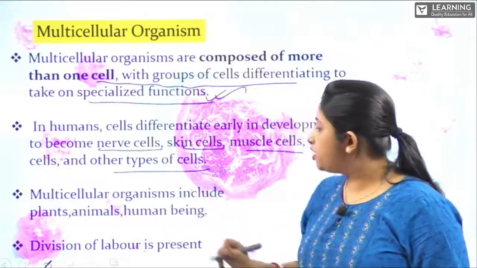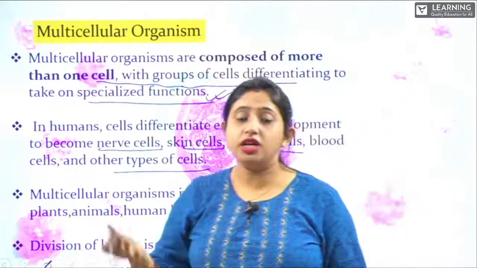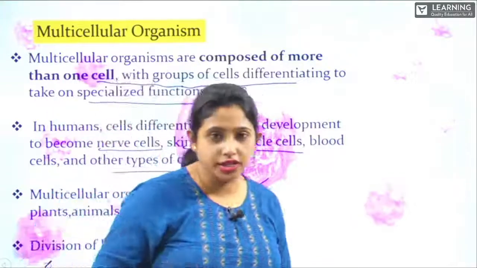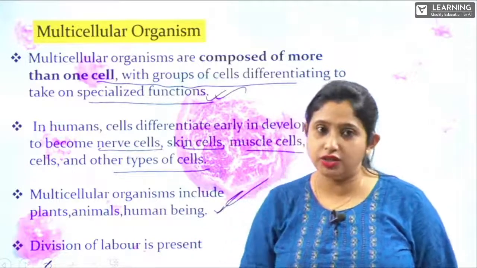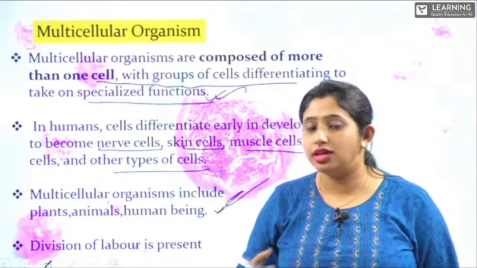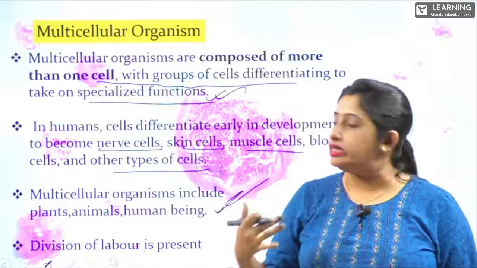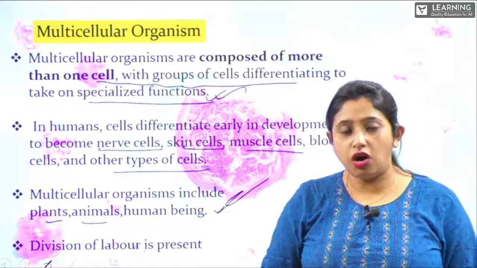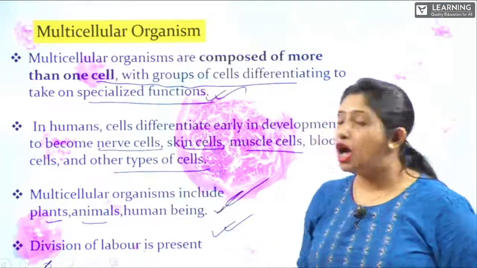So multicellular organisms are who? Yes, multicellular organisms are human beings. We human beings are multicellular organisms. Our body is made up of trillions of cells, okay? We cannot count the cells. It is trillions, okay? It is made up of many cells. So plants, animals, human beings, all are multicellular organisms, and the division of labor is present.